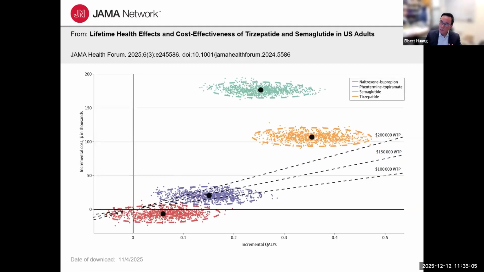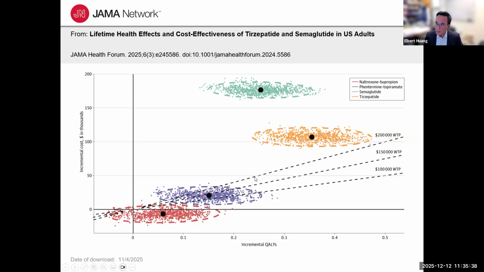I am showing you the bottom line result on the cost effectiveness plane. I'm only showing you the northeast quadrant, and this is the result of the probabilistic sensitivity analysis. This cluster of green represents the outcome for semaglutide, tirzepatide's in yellow, and these are different cost effectiveness ratio thresholds: $100,000 per quality adjusted life year, 150,000, and then 200,000.